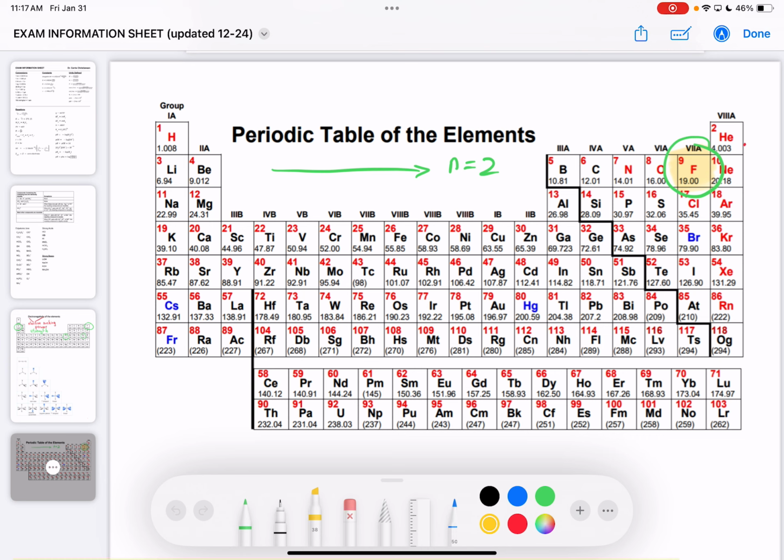Everything in this row, we said, or I just barely said, is going to have the ability to overfill. So this row and beyond.